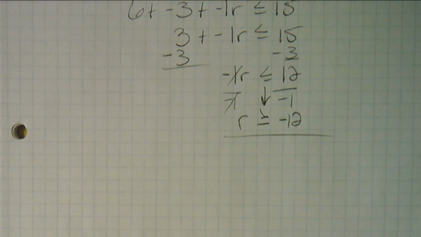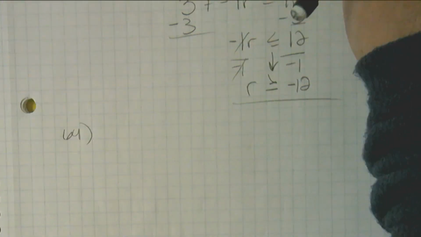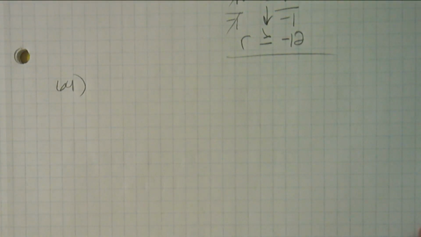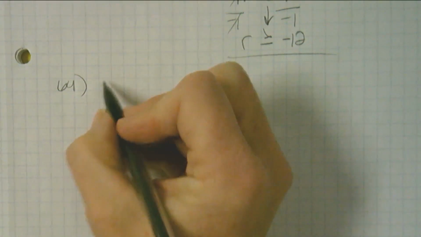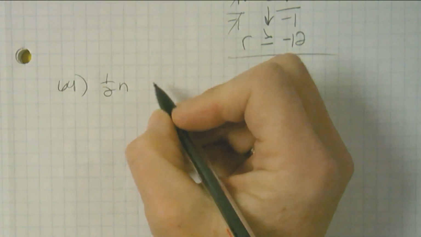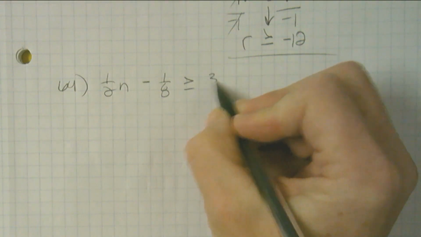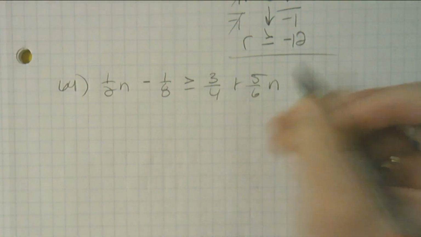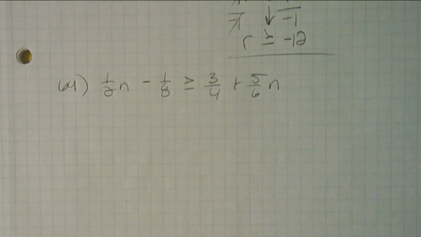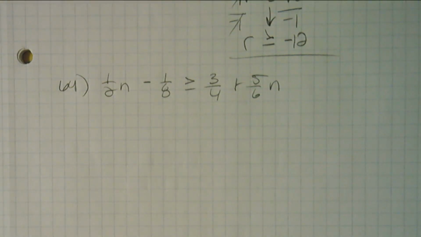Serena? 64. 64 would be a really good candidate for clearing fractions, because everything is fractions there. All right, so I have 1/2 times n minus 1/8 is greater than or equal to 3/4 plus 5/6 times n. Because it's an equation, and I have a lot of fractions in there, I am going to clear fractions.